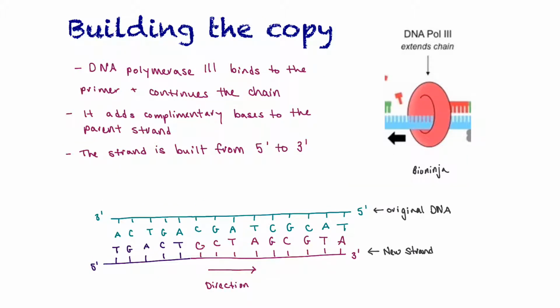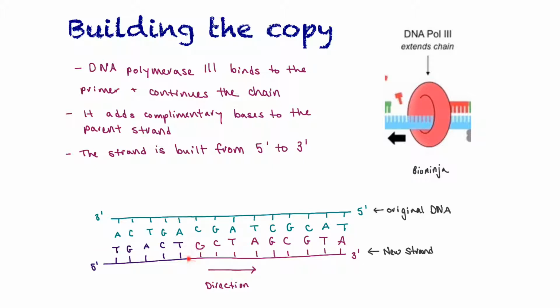Once the primer has been added, DNA polymerase III binds to the primer and continues building the chain, or building the molecule. DNA polymerase III adds complementary bases to the parent strand, and the strand, again, as said before, is built from 5' to 3'. So if you take a look here, here's our original molecule running from 3' to 5'. And then here's our primer that goes here.